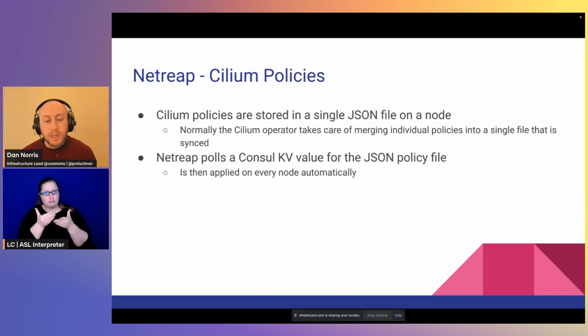So what we do instead is this JSON policy file, which we just manage one of, is just stored as a value in Consul as just a key value bucket value. So it pulls that periodically for changes, and anytime that is updated, it gets applied automatically. And I'll show you what this looks like in a little bit.